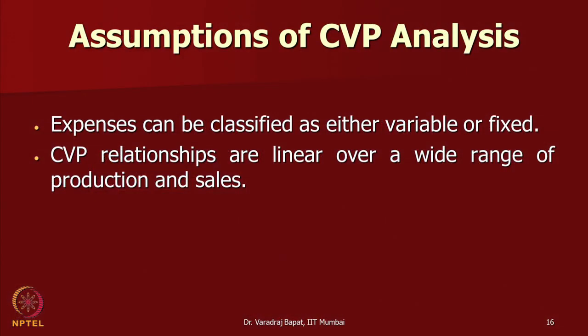Now, normally CVP analysis is based on certain assumptions. The foremost assumption is all expenses can be classified either as variable or as fixed. Now, as I have told you, most of the real life costs are actually semi-variable. They may not be fully variable or fixed, but if it is a semi-variable cost, we break it down into a variable component and a fixed component. And one of the assumptions is, it is possible to break down all the costs into variable and fixed.